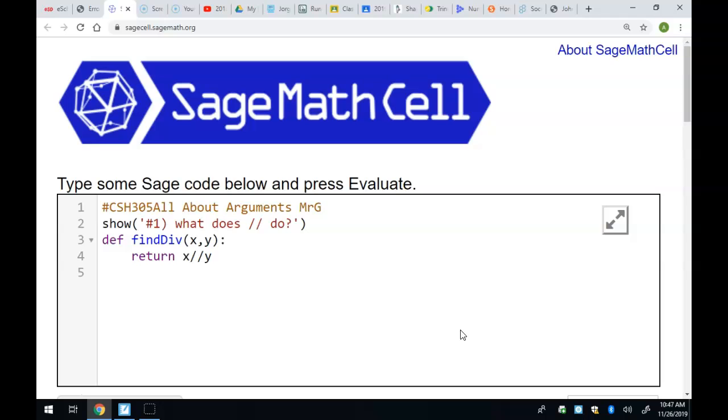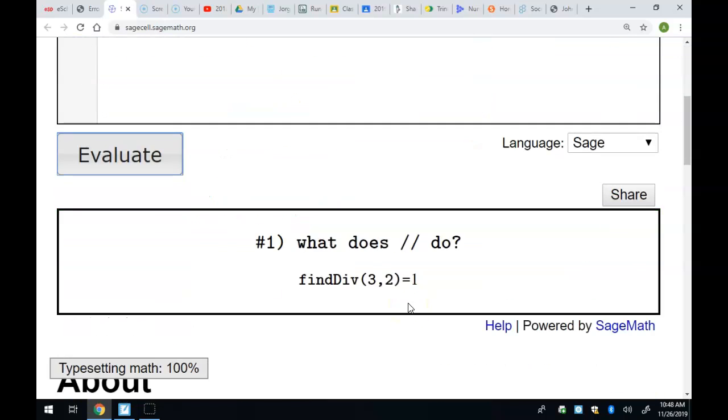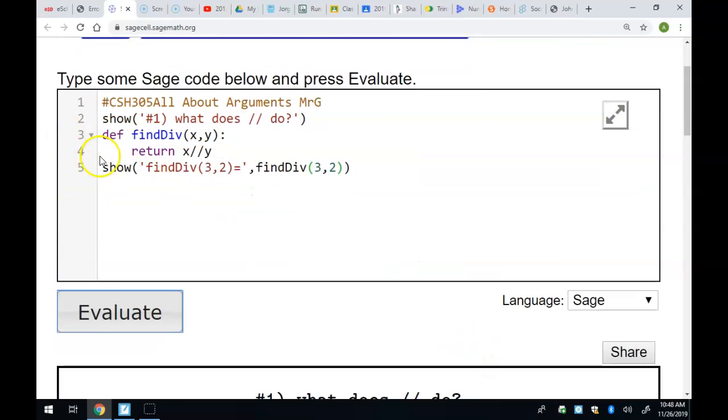Okay. Let's think about this. So what are we going to show? We're going to show what find div of 3 and 2 does. Okay. And we figured out that it's the integer division. So what's the quotient of 2 into 3? How many times does it go in? It goes in once. So that should be a 1. And it is, okay. But then we found something strange.